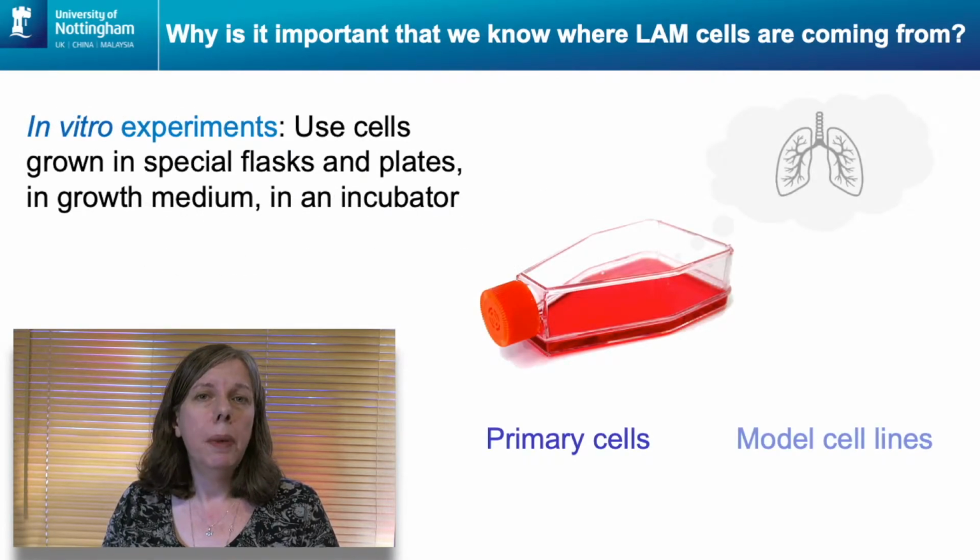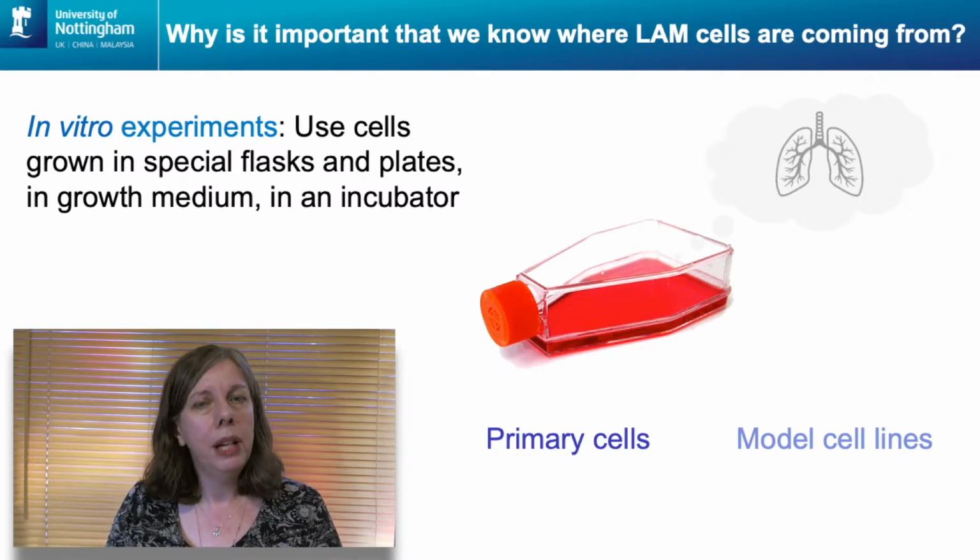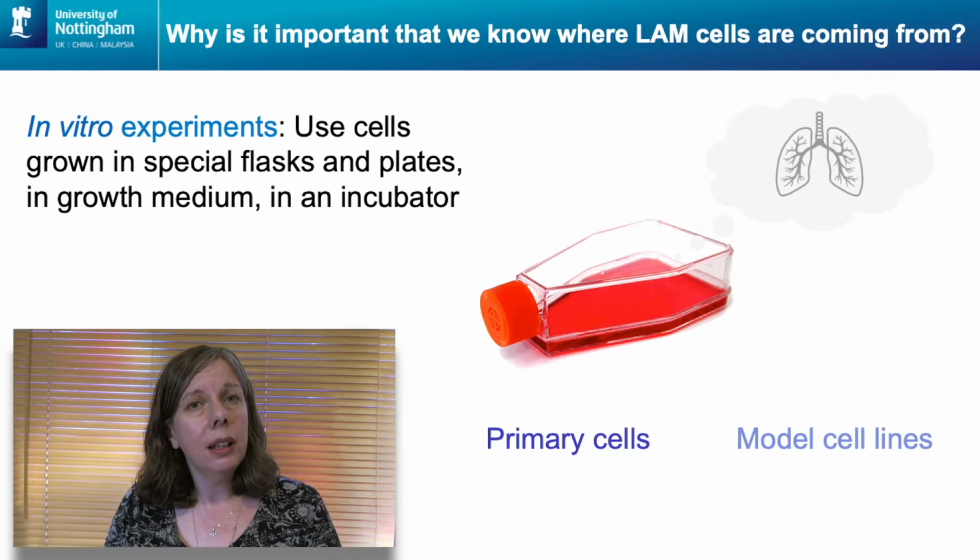The first type of experiment is an in vitro experiment. Here, we grow cells in flasks, we keep them warm, we grow them in special media, they go in a special incubator, with the aim of convincing them that they're still inside the lung. Then we treat these cells with drugs, and we see how the drugs change the behaviour of the cells.